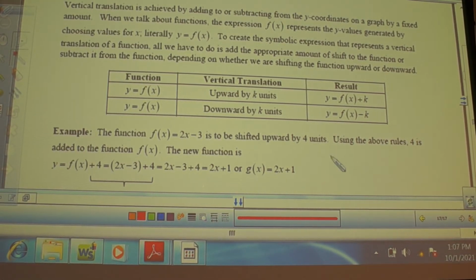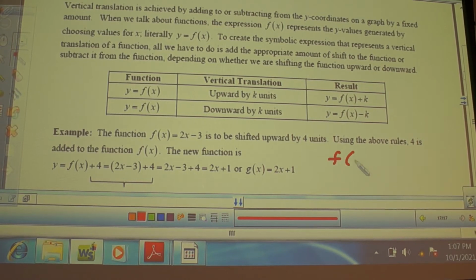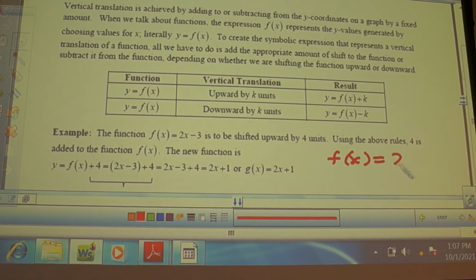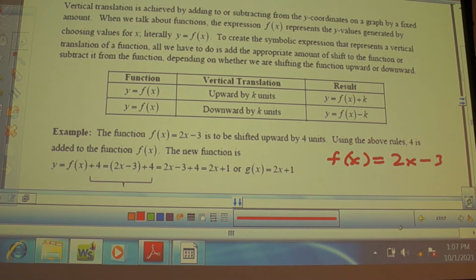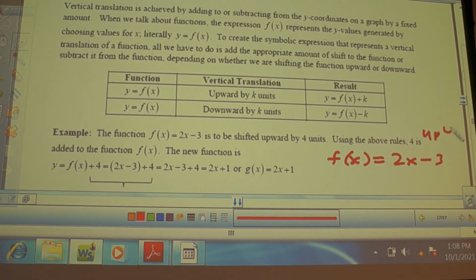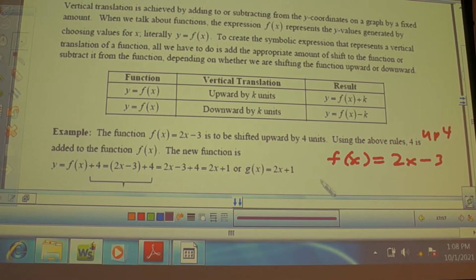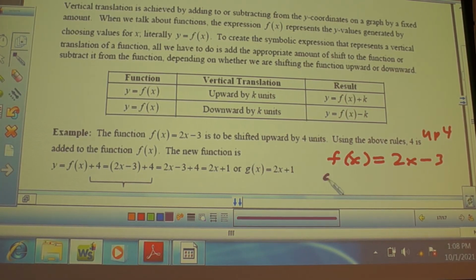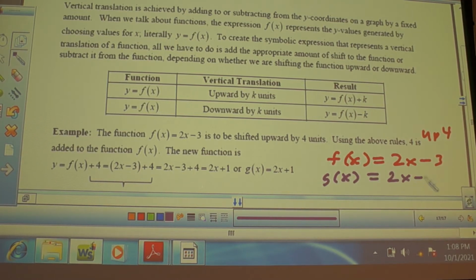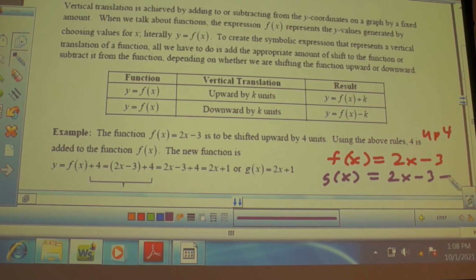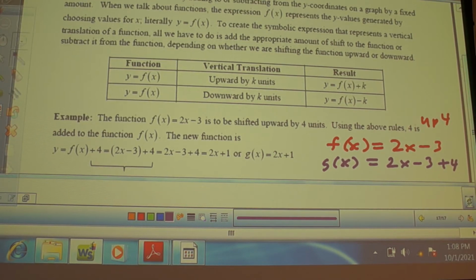Say I've got a function, f(x) = 2x - 3. I want to shift it up 4. All I have to do is write my function. I'll call it a new function, so it's not f(x), it's a shifted function, g(x), equal to my old function, up 4, boom, plus 4. And then, exactly, thank you. So then like Fox says, combine like terms.